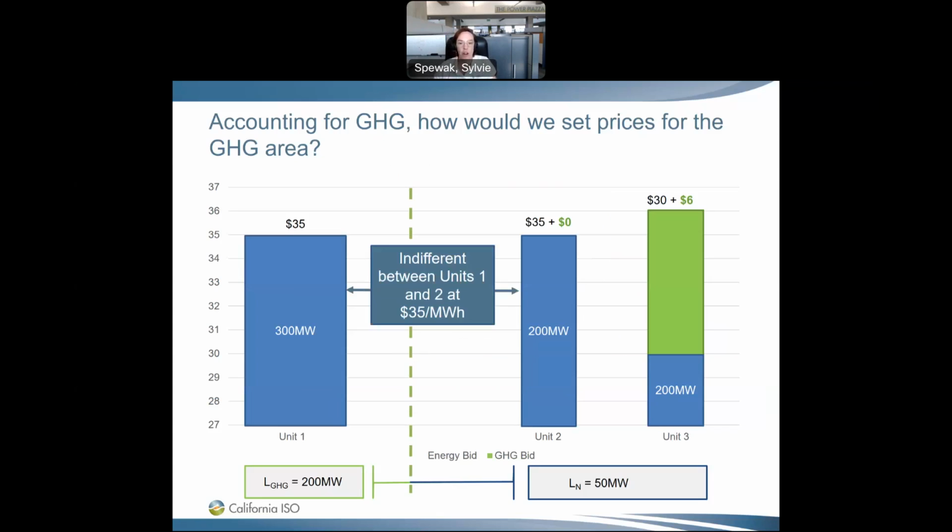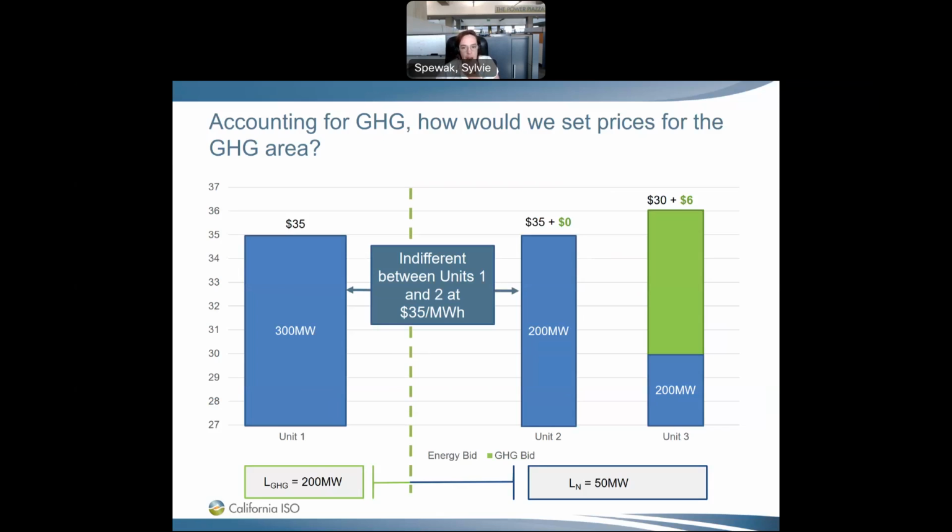And we're indifferent between these two. You'll notice that we know that Unit 2 is a clean resource, or at least it's telling us that it has $0 in compliance obligations. But we don't know what the compliance cost of Unit 1 is. We don't know what its emissions are. But it also doesn't matter because we're optimizing to find the least cost solution.